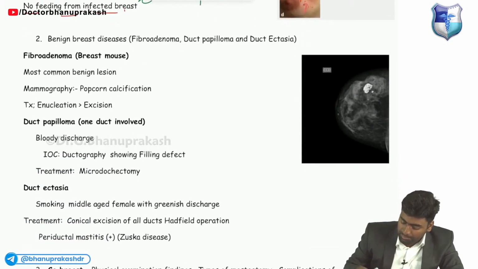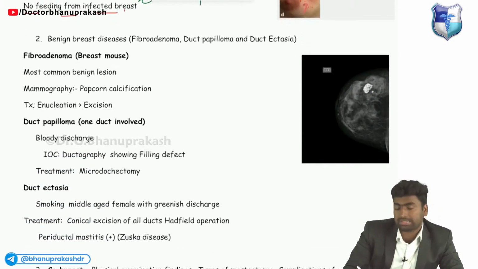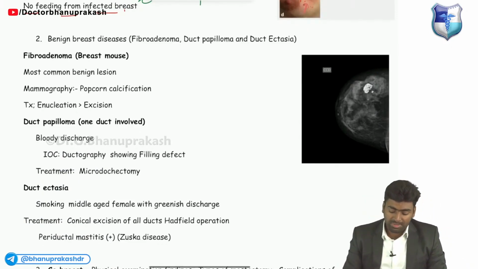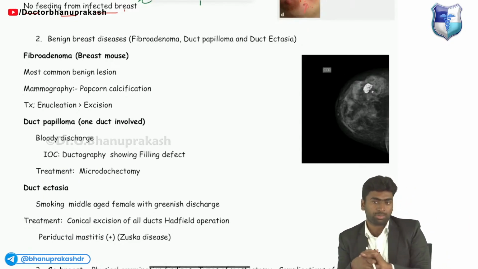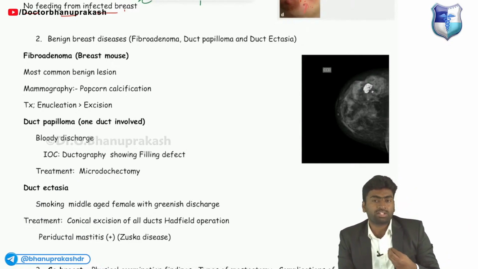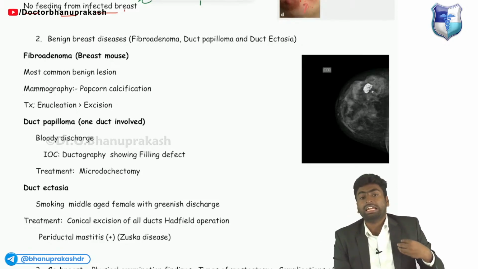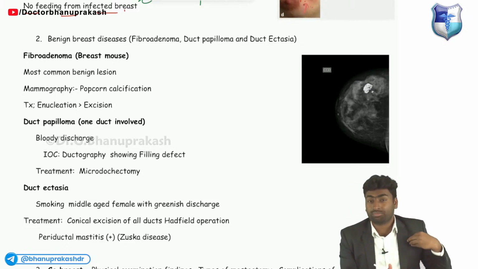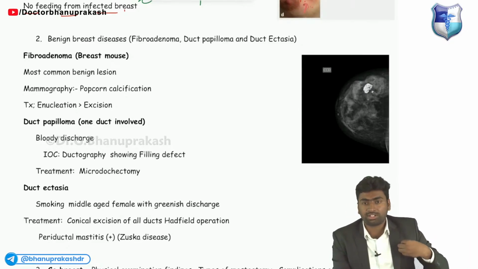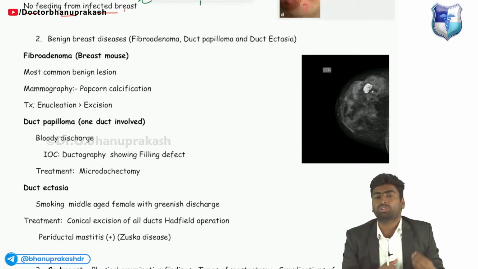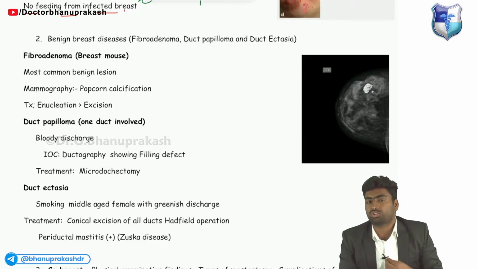Next, about benign breast diseases. Most of these benign breast diseases are classified based on their clinical features. Mostly they have a few typical features. For example, they may present to you with a mass. In the case of fibroadenoma, it will present as what is known as a breast mouse, because it is extremely mobile. You try to catch it, it will be moving. So this fibroadenoma is also known as breast mouse.